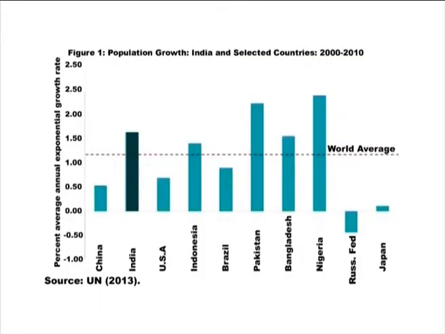The figure shows that the annual average growth rate of world population between the period 2000 and 2010 was 1.23% per annum as compared to 1.64% for India. China registered a much lower annual growth rate of population, which was 0.53% and is now third lowest among the 10 most populous countries behind Russian Federation and Japan. On the other hand, the growth rate of population in India in this figure is the third largest after Nigeria and Pakistan.